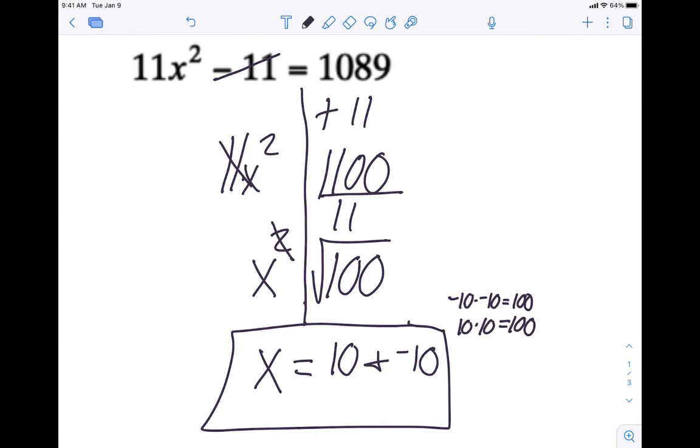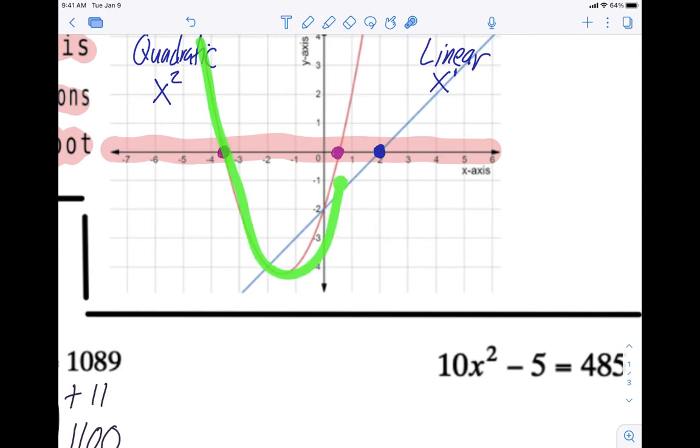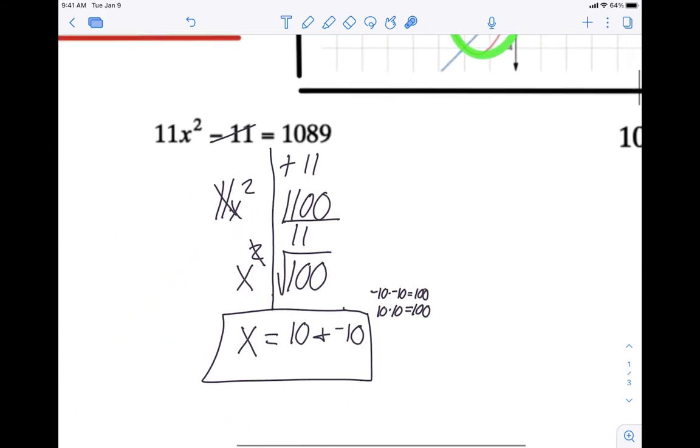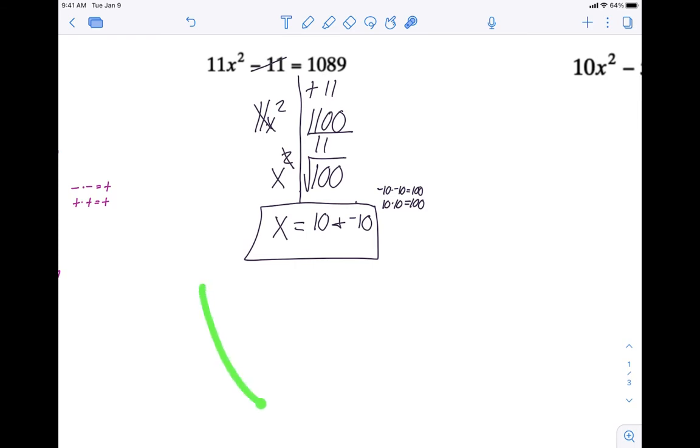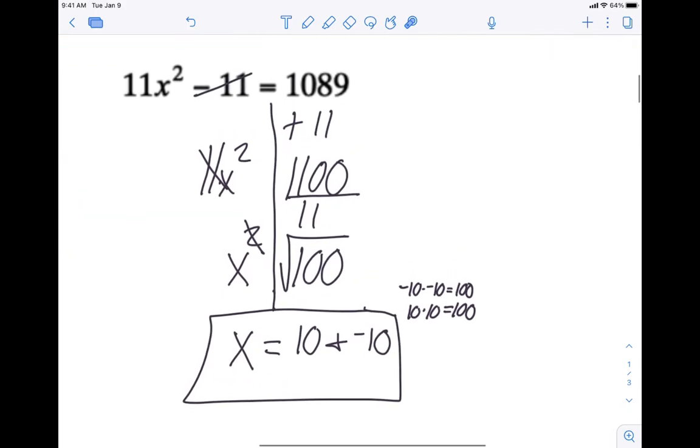And we got two solutions, right? So this equation here represents a graph. Remember, the quadratic equation looks like a U here, right? So for this equation, when we graph, this is going to be negative 10 here, and this is going to be positive 10 here on the x-axis. X right here. We have found our x-intercepts, 10 and negative 10. Perfect. All right.